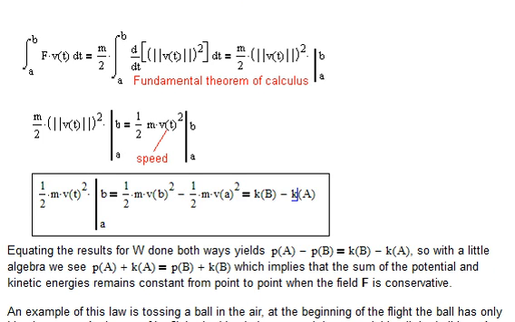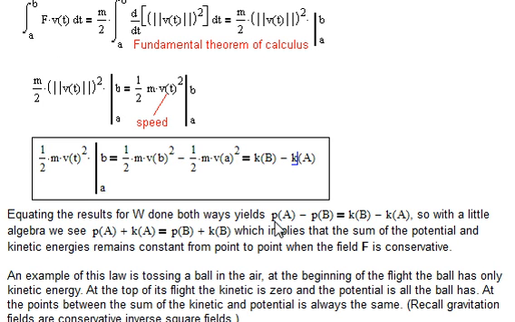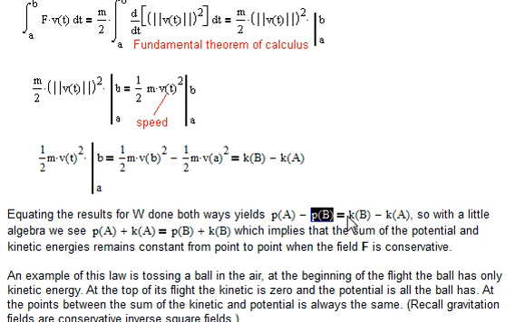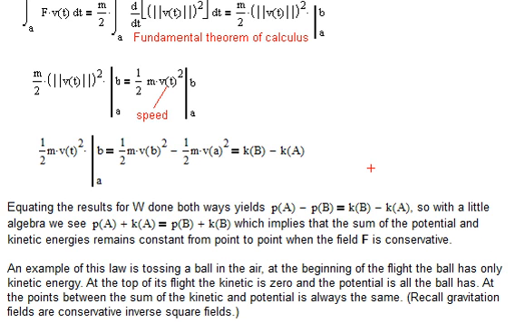And equating the results we got both ways, then P of A minus P of B is some k of B minus some k of A. So with a little algebra we can see that P of A plus k of A, the potential energy plus the kinetic energy at a point, is equal to the potential energy plus the kinetic energy at another point. So the sum of the potential and kinetic energies remains constant from point to point when the vector field F is conservative.